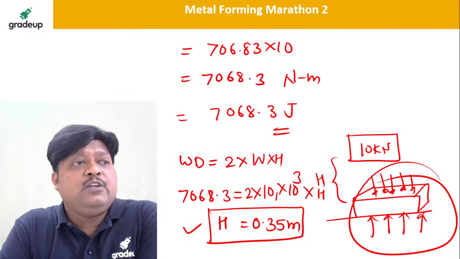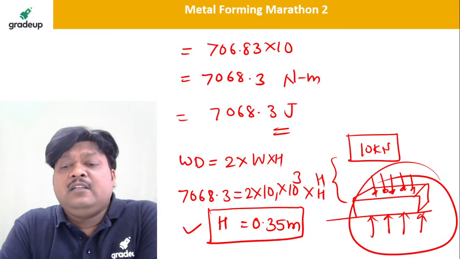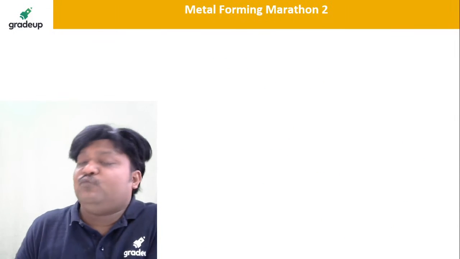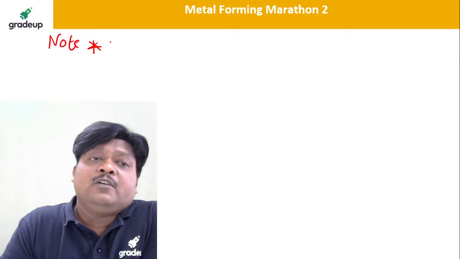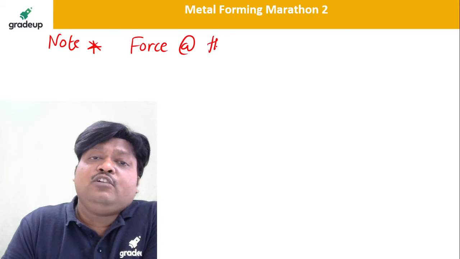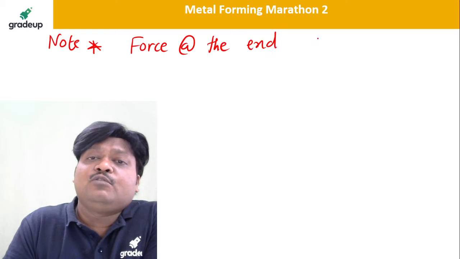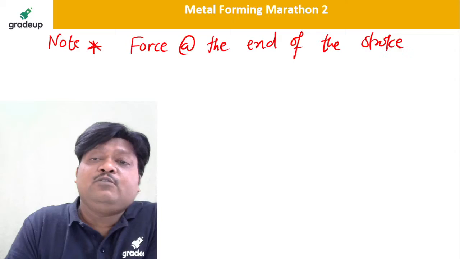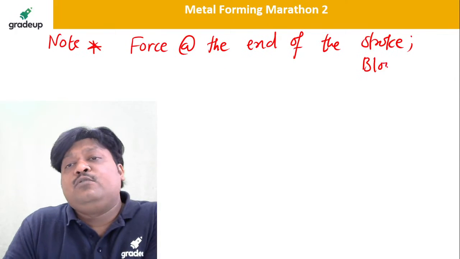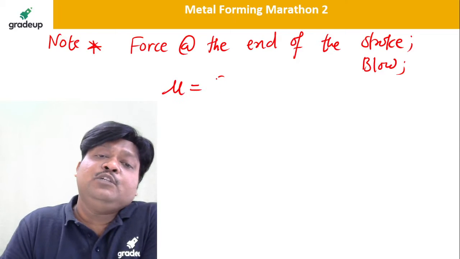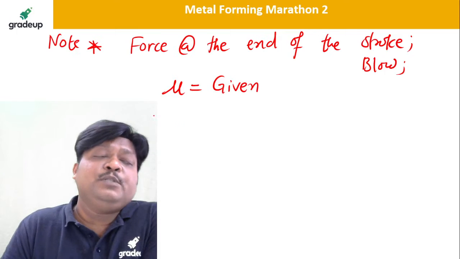Can we go for the next question? So take the next question, or I will tell you the formula. And please make this note very important. How to calculate the force at the end of the stroke, or at the end of the blow? How to calculate when mu, the coefficient of friction, is given to you?